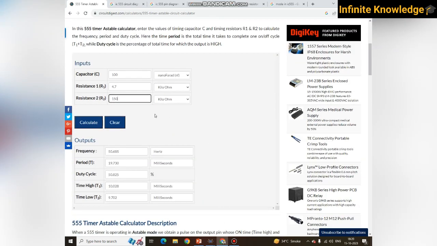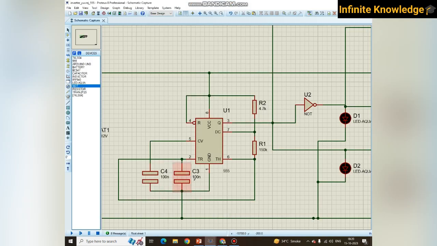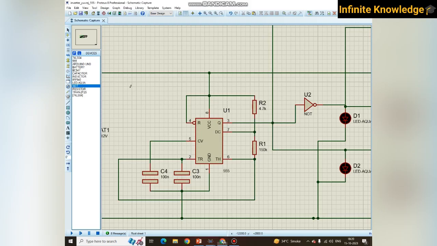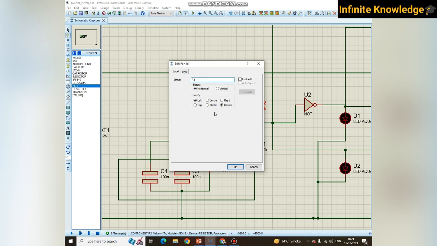I am using it because I got very informative content from this website. So I am just writing the values similar to what I have used in my circuitry. It's a 100 nanofarad capacitor, so I have used 100 nanofarad. What is R1? This is R1 and this is R2. It is just interchanged due to complexity.